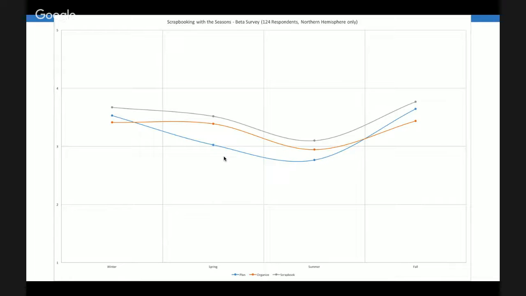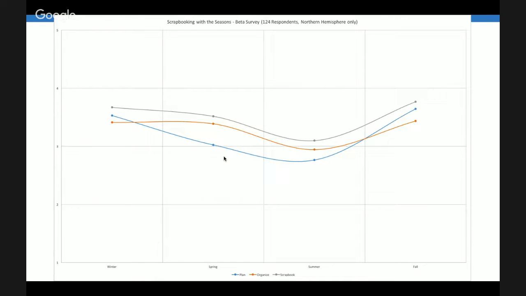And when I did this, we saw this curve here. So our general gut feeling that enthusiasm changes throughout the year was actually shown in the data. In the summer, our enthusiasm for doing all of these things is the lowest, whereas in the winter and fall, our enthusiasm is a little bit higher.